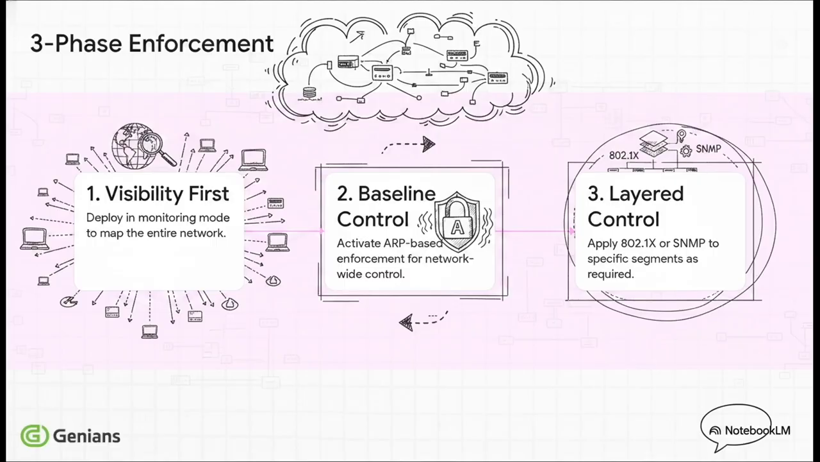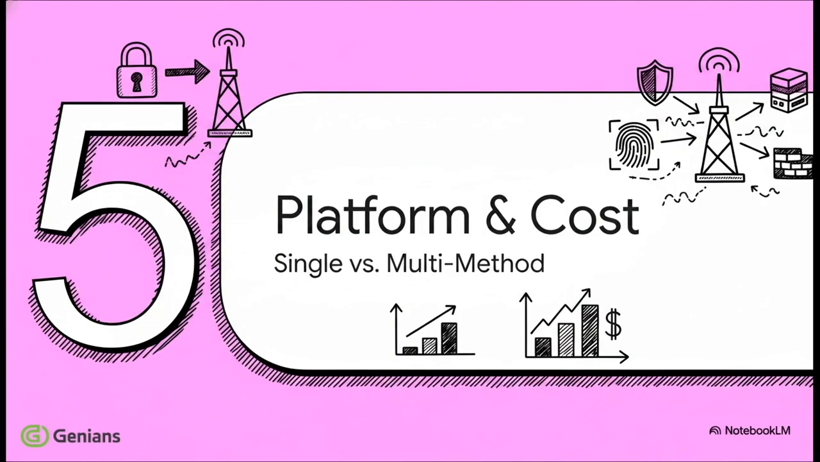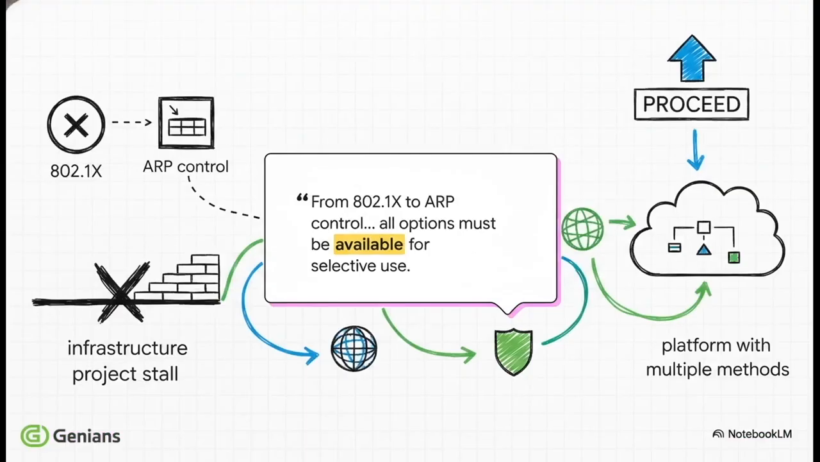the requirements align. And this leads to the final consideration, the architecture of the NAC platform itself, and the impact of choosing a single method versus a multi-method platform. So if one method hits a constraint in a particular network segment, a multi-method platform can use another method to cover that segment. This allows the project to proceed. As the quote says, all options must be available for selective use.